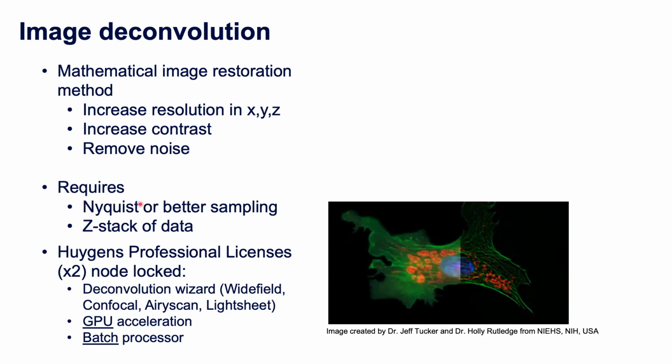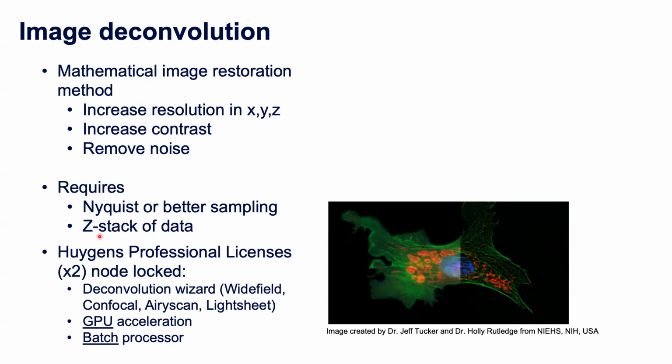What that requires is ideally Nyquist sampling. So we have these Huygens licenses, and if you're on a 60x objective with a 1.4 NA, then they ask that your pixel sizes are about 50 nanometers for this to work. So you want really good quality sampling. And also we need 3-dimensional information to assign that light back to its original focal plane.